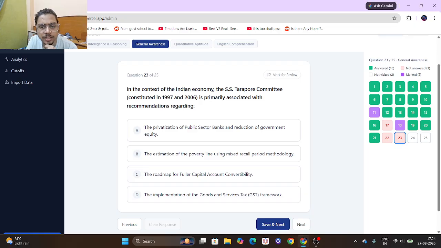In the context of the Indian economy, the S.S. Tarapore Committee, constituted in 1997 and 2006, is primarily associated with privatization of public sector banks, reduction of the estimation of the poverty line using mixed recall period methodology, the roadmap for fuller capital account convertibility, or the implementation of goods and services tax. Capital account convertibility, this is something I seem to remember.